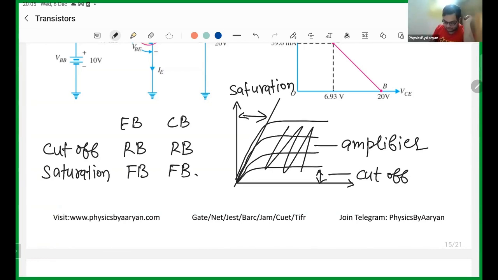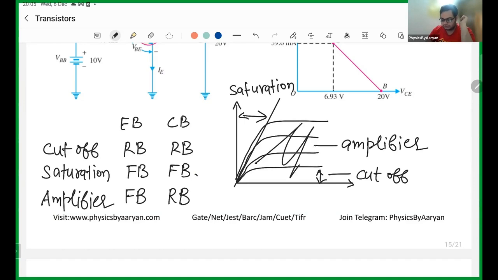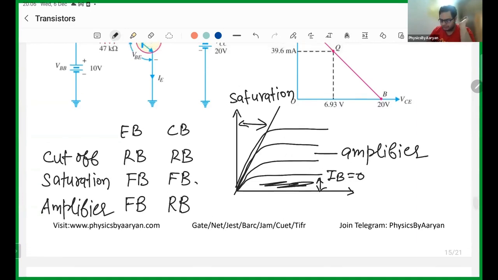And what is most used is the amplifier. If you are in the amplifier region, your emitter base is forward biased, but the collector base is reverse biased. This is what we studied. So you see that this is the amplification region. This is the saturation region. And this line is when your base current is 0. If you go below that, this region is known as the cutoff region. Okay. That much is enough for the example.